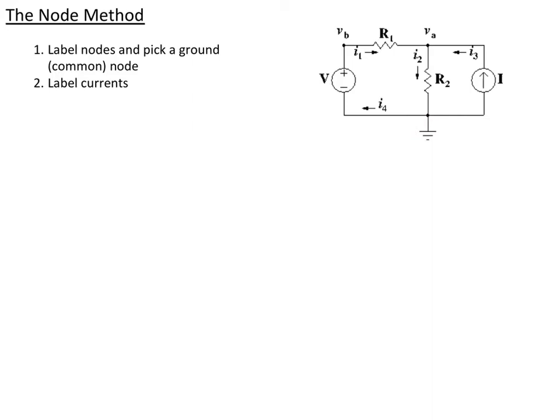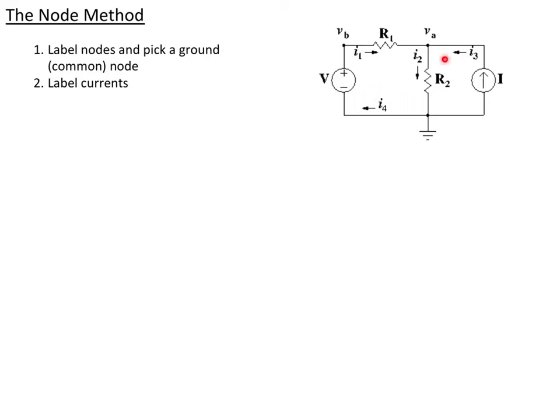Then through each component, which we call a branch of the circuit, we can label a current. I'm going to start with R1, and say that the current goes from VB to VA. For R2, I2 goes like this. The current source produces a current I3, and there's a current I4 going through the voltage source.